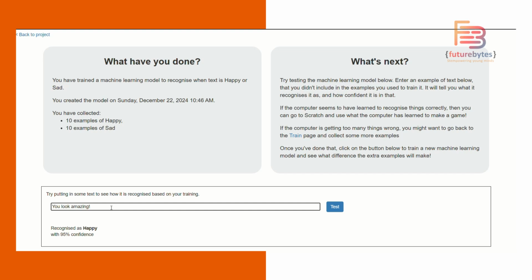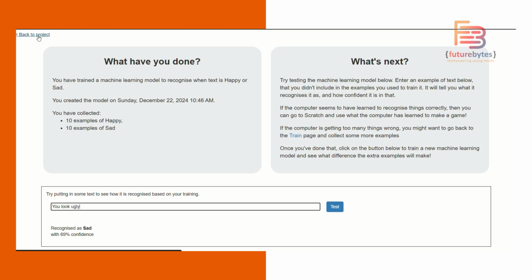Now let's try giving a negative example as well and see how it works. I'll just change this amazing into ugly, so let's see if it is able to predict it as sad. Oh wow. Yeah, with 69% confidence, it says that this sentence is sad. That's good. So we have tested our model.